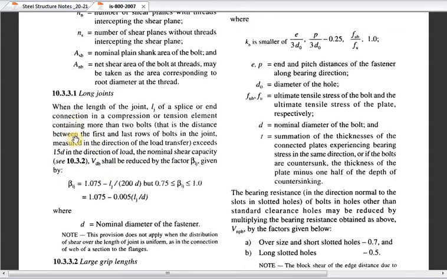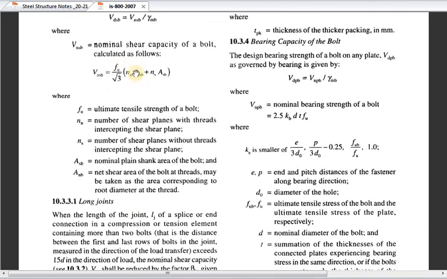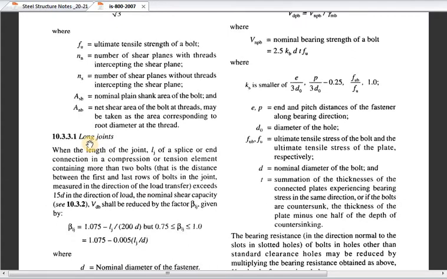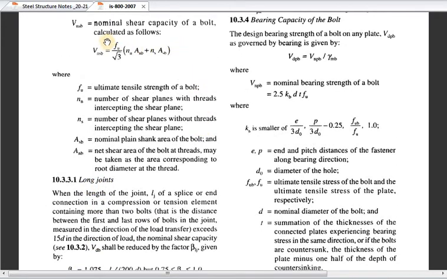That means if the joint is long, LJ is the term related to long joint, L for long, J for joint. So when there is a long joint, we have to take an extra factor of safety in this formula. This formula is the original formula, but from above this bracket we have to add some extra terms depending upon the conditions. If it is a long joint, we can use this BLJ in this formula. So the formula will be the same, but additionally we will multiply it with BLJ.